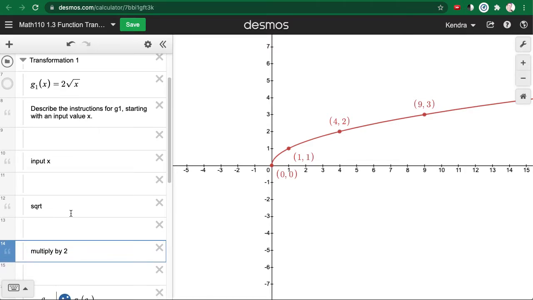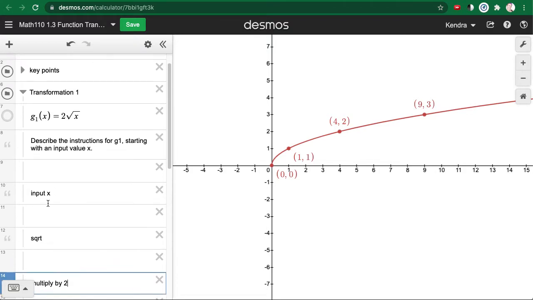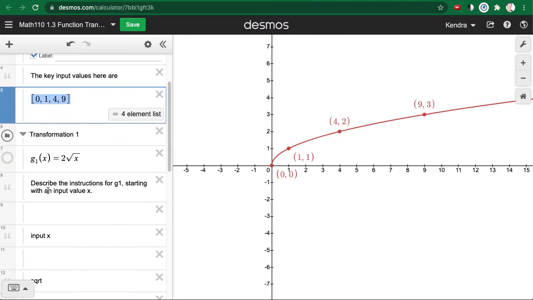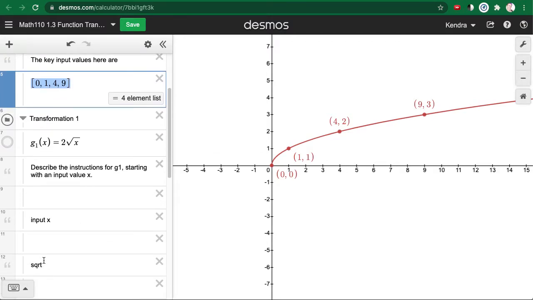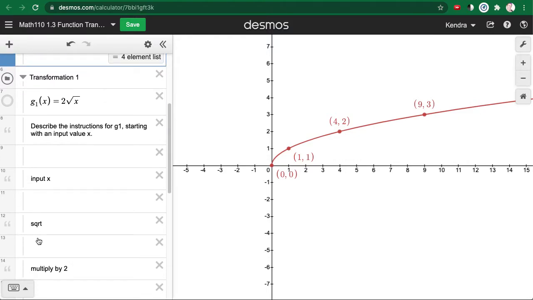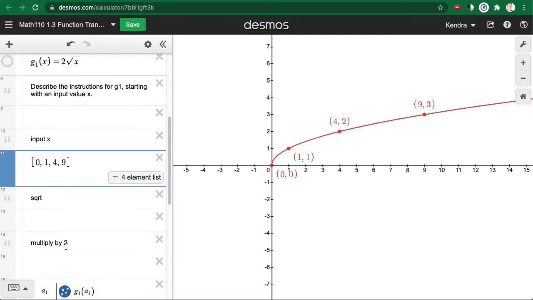Now this is listing out what the steps are, and I'm going to take those steps and run them on my key input values. When I square root, the thing that I want to input into the square root is these key input values. So I'm going to copy those here. This is the thing that I'm going to square root. I'm going to put those numbers in, and I'm going to square root each of those numbers.